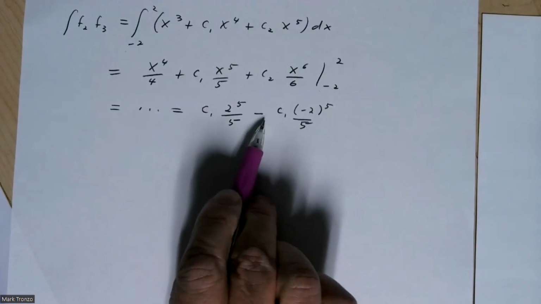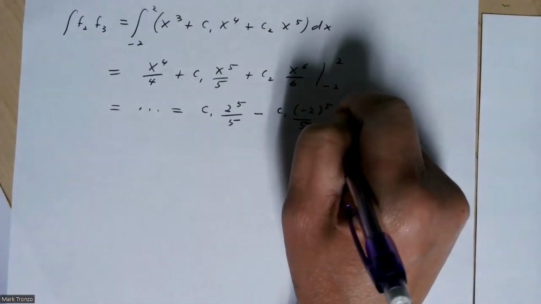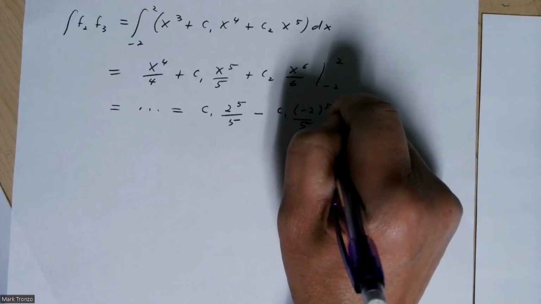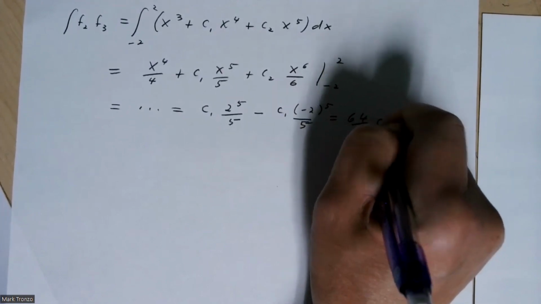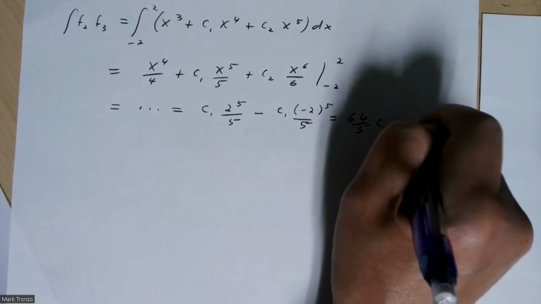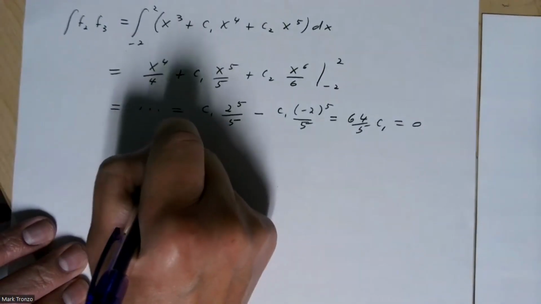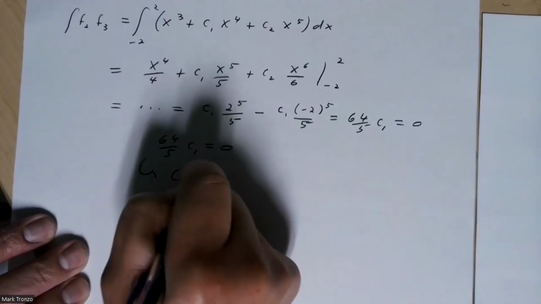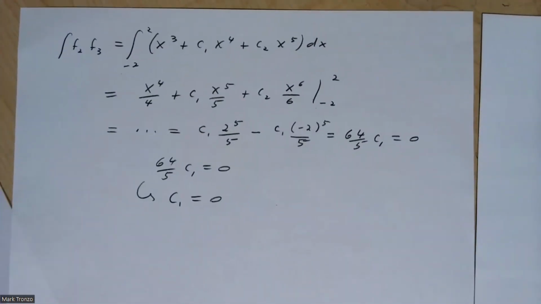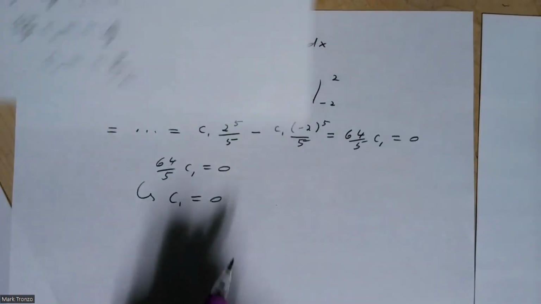And then these will all end up being 64 fifths C1. Once again, we want this all to come out to 0, so we set this equal to 0. And of course, this means 64 fifths C1 is 0. So again, we wanted the inner product to come out to 0. And we got that value. And before we got C2 is this. So let's put those all together.